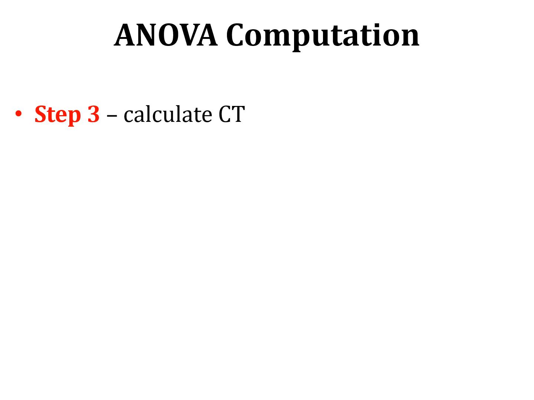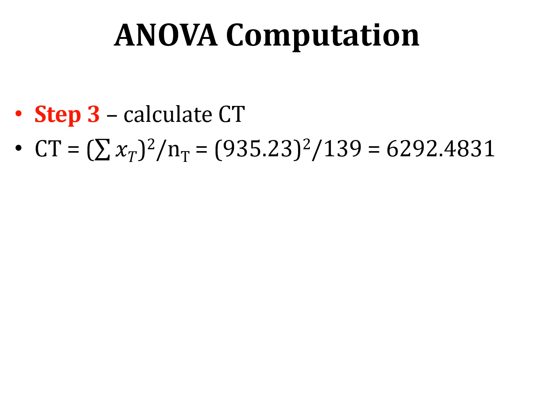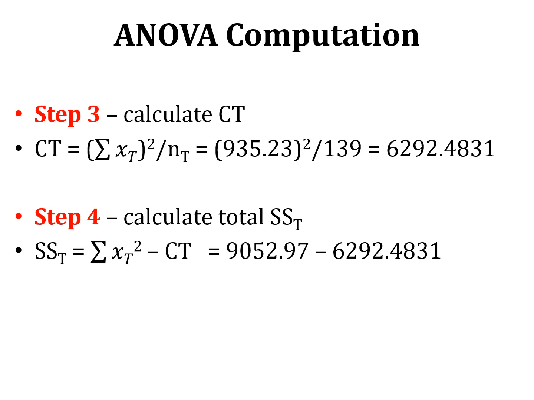Now in step number 3 we have to calculate the correction term, right? And remember the formula for correction term. This is the summation xt whole square divided by nt. So 935.23 square divided by 139. So we have here 6,292.4831.